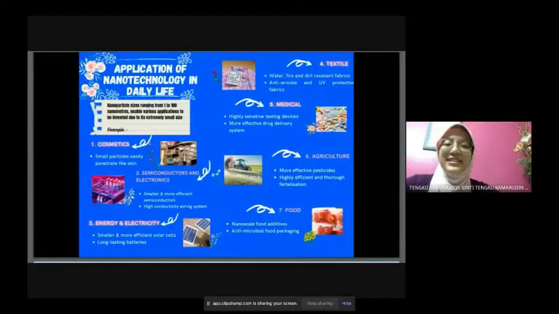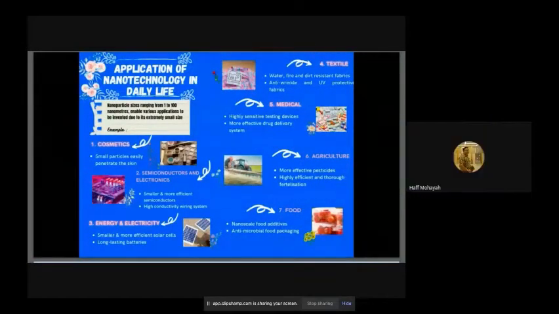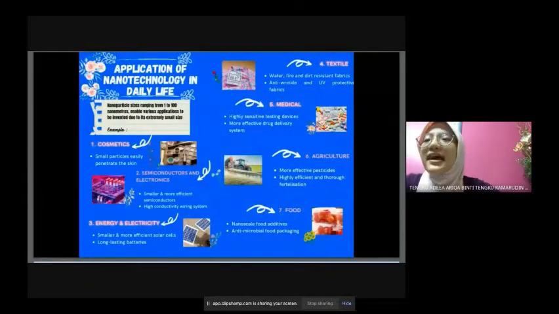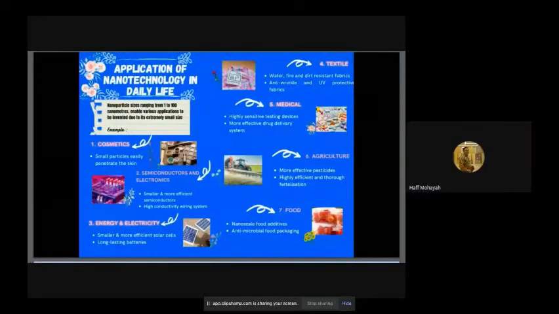Next is energy and electricity. For example, solar panels, which are smaller and more efficient solar cells, and also provide long-lasting batteries. Next is textile. Nanoparticles help develop water, fire, and dirt resistant textiles and anti-wrinkle and UV blocking fabrics. Anti-wrinkle lah, anti-kedut lah. Okay.